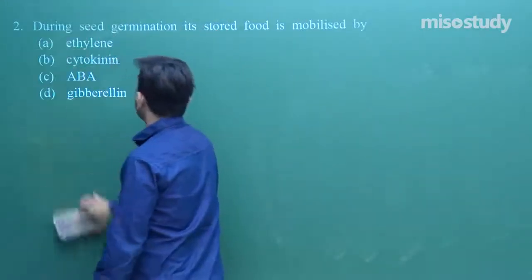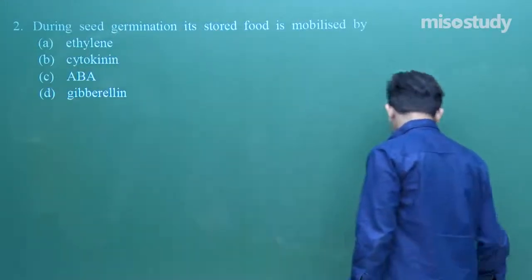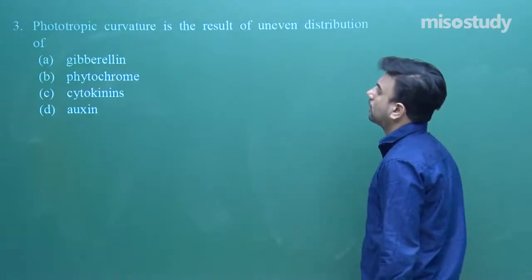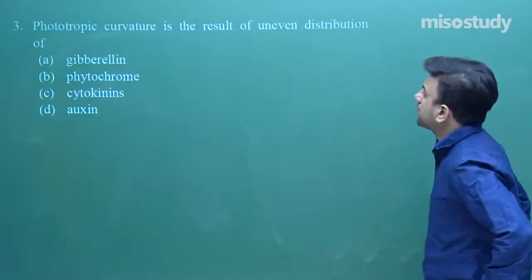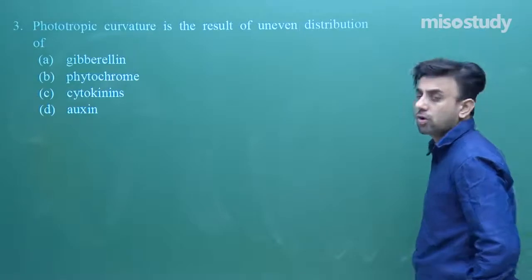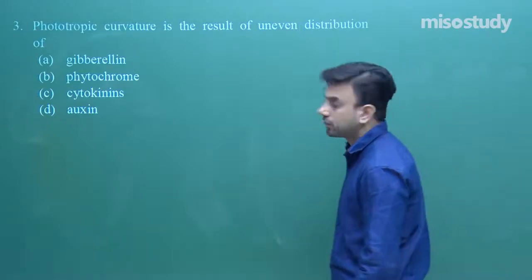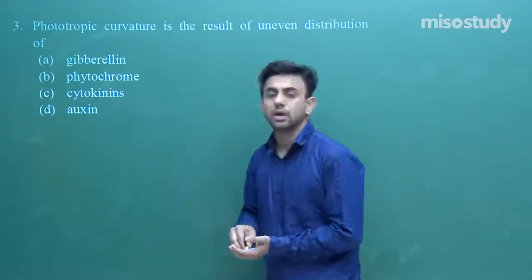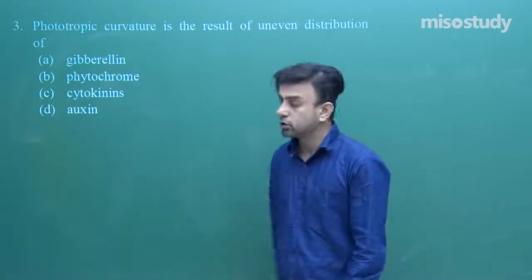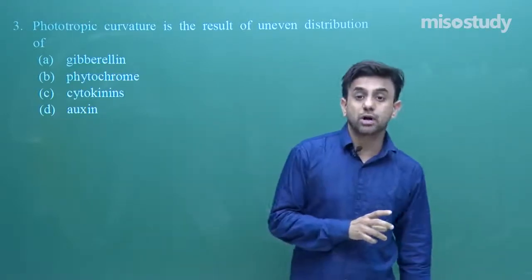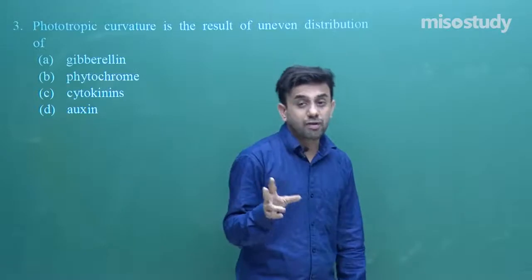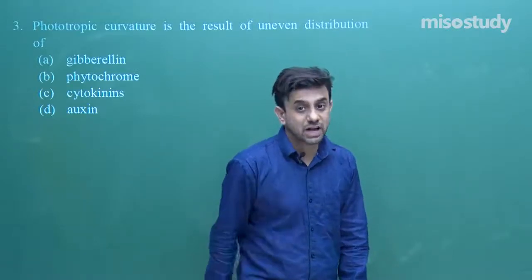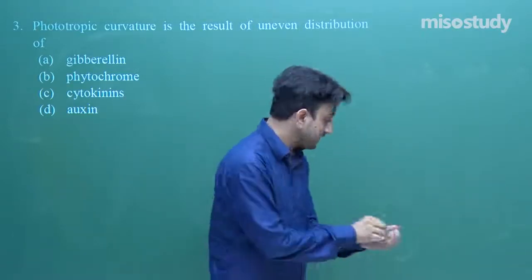Coming to the next question. The phototropic curvature is the result of uneven distribution of which hormone? We have done this in detail. You remember the canary grass, and the father and son, Charles Darwin and Francis Darwin.